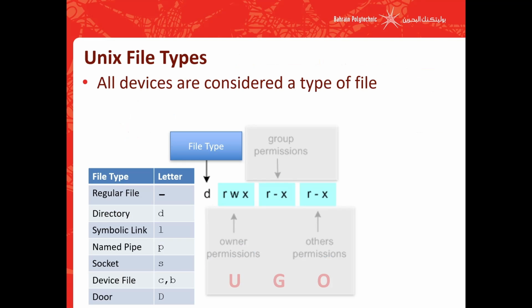Permissions, okay. So Unix file types: all devices are considered a type of file. Just like I mentioned previously, this one is a regular file. This is a directory. When it says D, it's a directory, which means it's a folder. Then L stands for symbolic link, P stands for named pipe, S stands for socket, C and B stand for device files, and D stands for door, capital D.